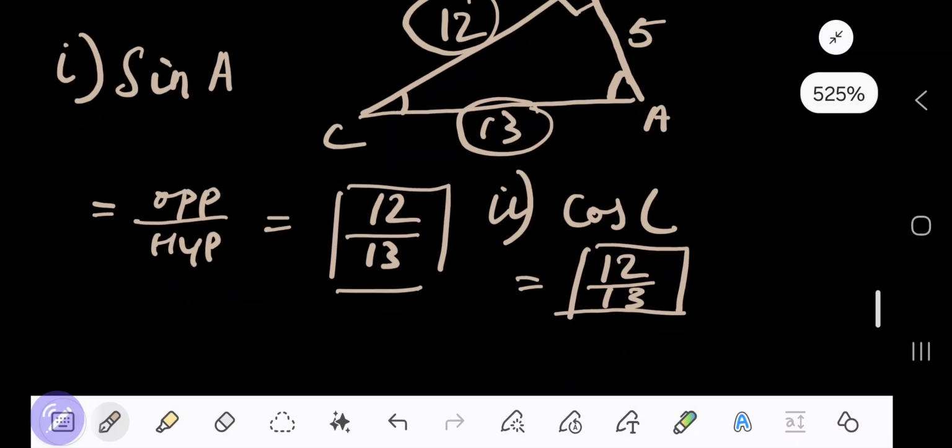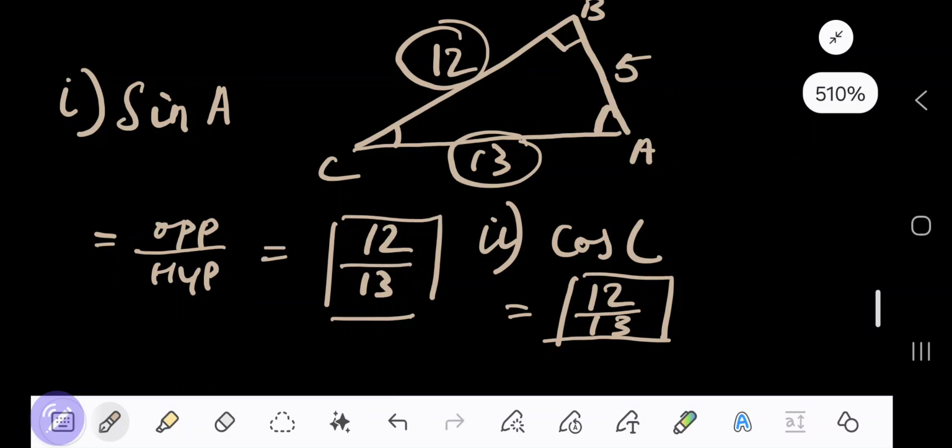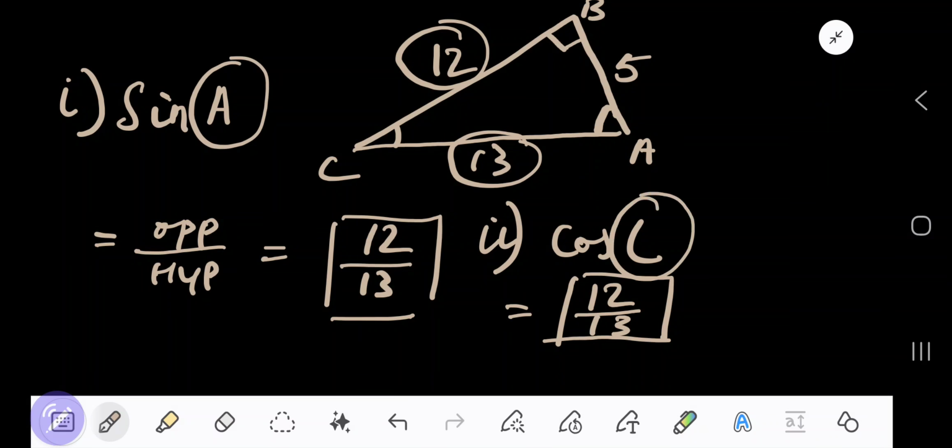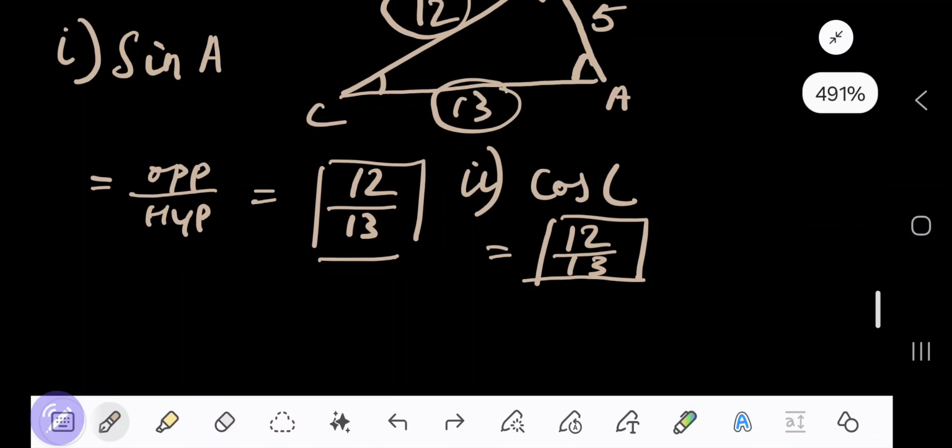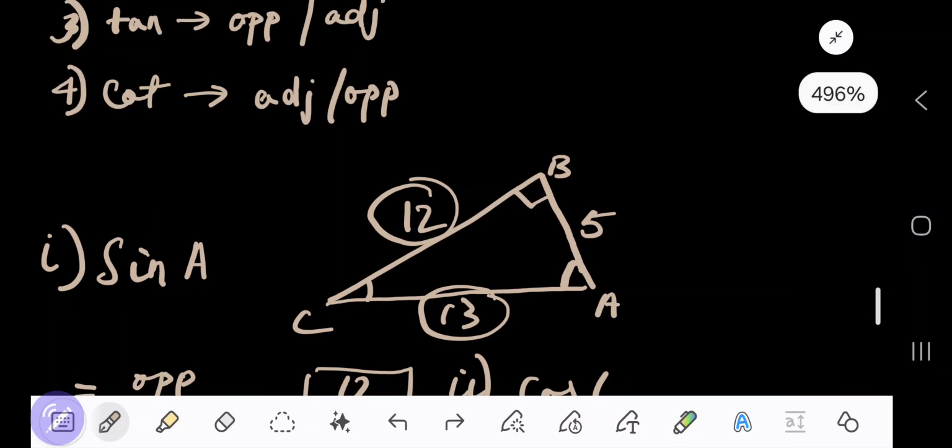You see, even though sine A and cos C are equal, they're also different because their reference angles are different. That's their only differentiating point. So it can be like that too. You have to remember always.